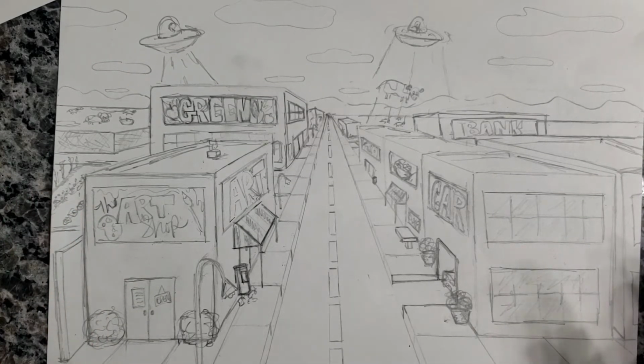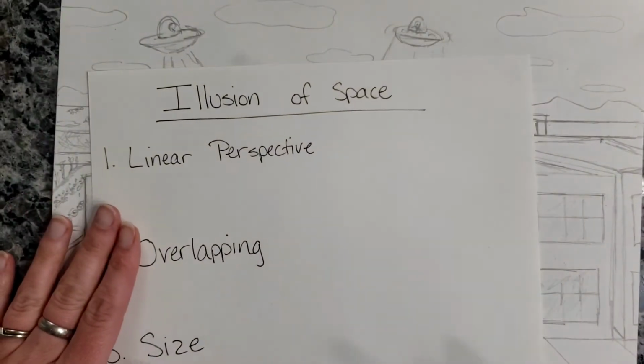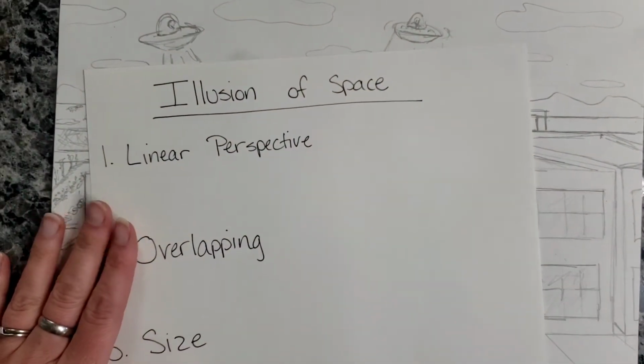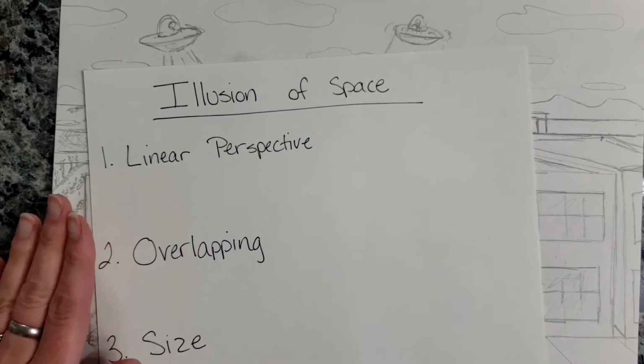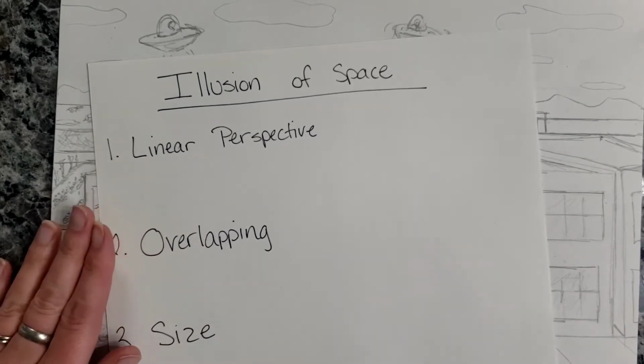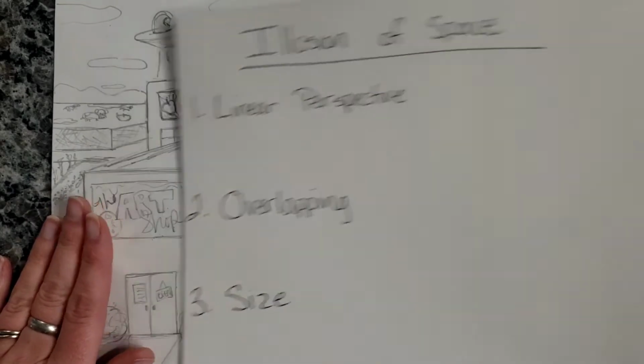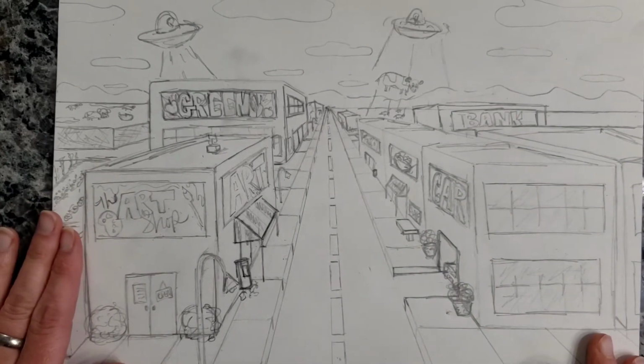One of the first assignments that we did was we looked at ways to create the illusion of space. And to be honest, many people were very confused by that and didn't do so great. So we're going to touch on that again before we move on.